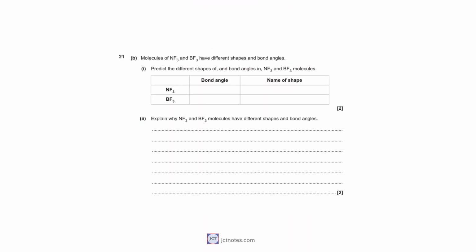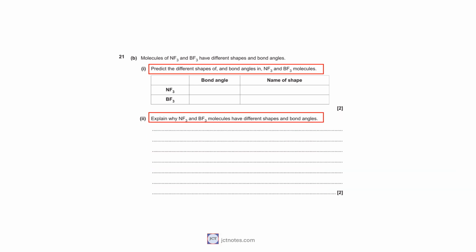In part B of question 21, we need to fill a table with the bond angles and the name of the shapes of nitrogen trifluoride and boron trifluoride and explain the differences between these two molecules. In nitrogen trifluoride, the nitrogen has 3 bonding pairs of electrons, each bonded to a fluorine atom, and 1 lone pair. The lone pair-bond pair repulsion is stronger than the bond pair-bond pair repulsion, causing the bonding pairs to be pushed closer together. This results in a trigonal pyramidal shape with a bond angle of approximately 107 degrees.